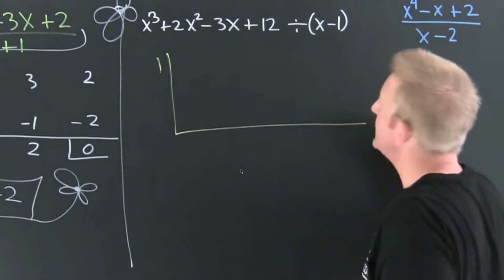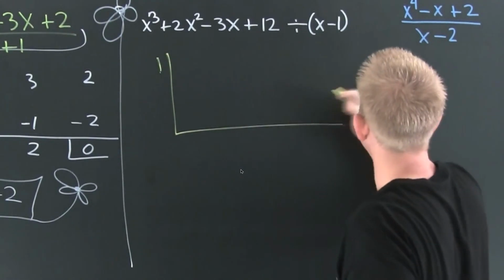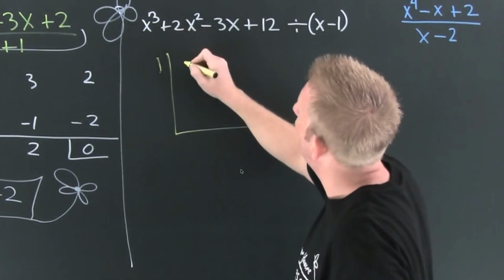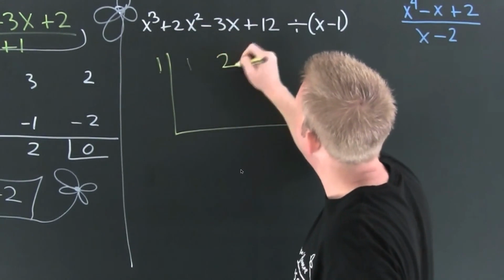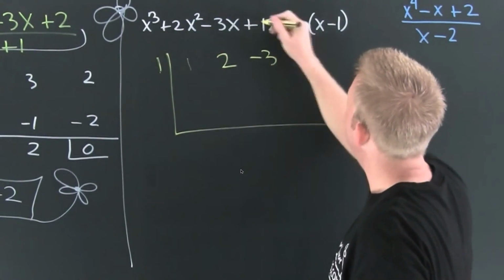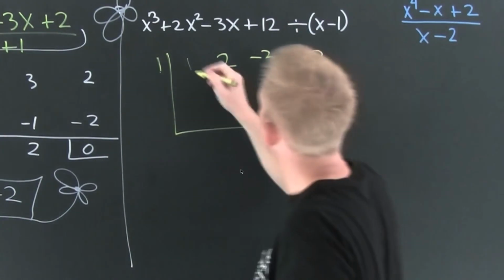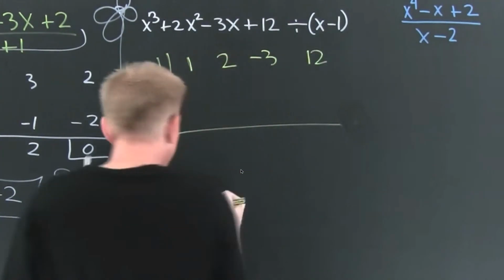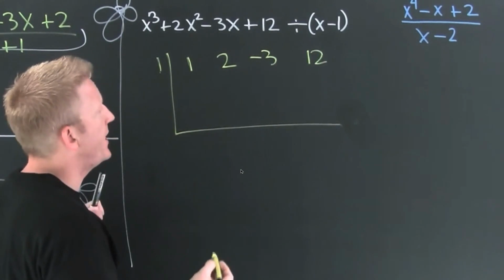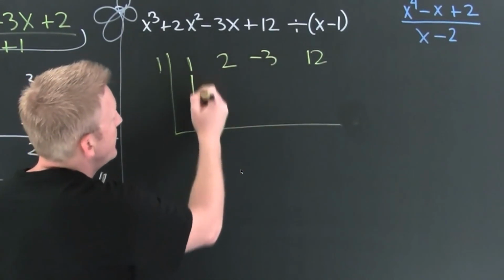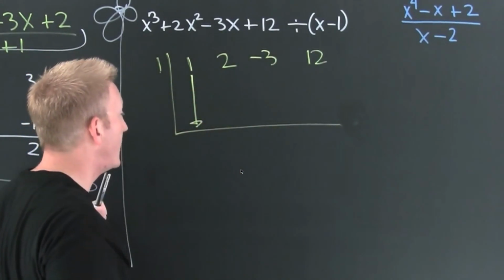What goes on the inside? My coefficients. A 1 goes in there. A 2 goes in there. A minus 3 goes in there. And a 12 goes in there. Okay. So then, I drop it like it's hot.